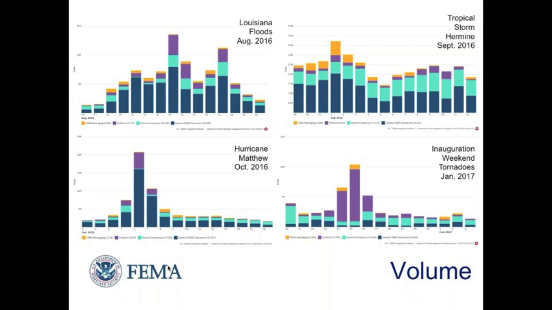These are volume graphs of the FEMA conversation during 4 major events over the past 12 months. The Louisiana floods and inauguration weekend tornadoes both mirror the timeline pretty closely. However, we found that Hurricane Matthew in particular did not follow nearly as closely. A lot of this was due to traditional media coverage. Hurricane Matthew conversation actually peaked before the storm even began to come ashore.